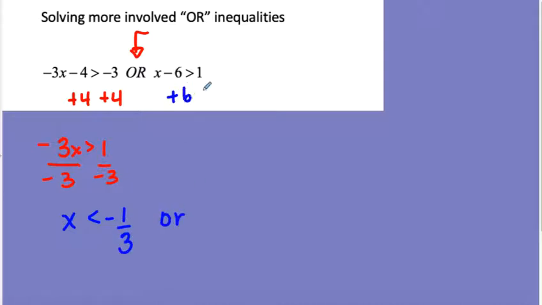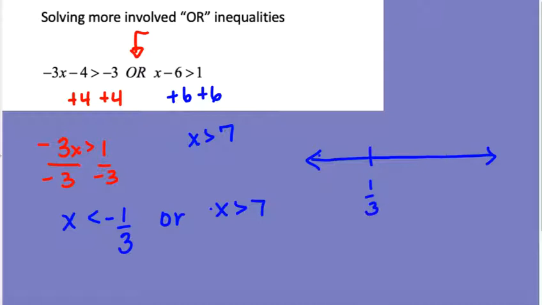On this inequality, I'm just going to add 6. So x is greater than 7. So now I've got my graph. I'm going to graph the inequalities. I've got -1/3, I'm going to put right here. I've got 7. So I want x is less than -1/3, or x is greater than 7.